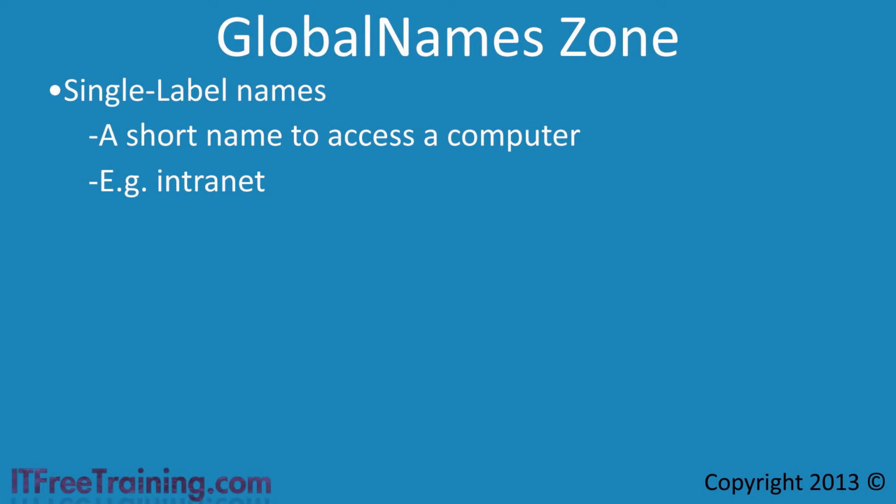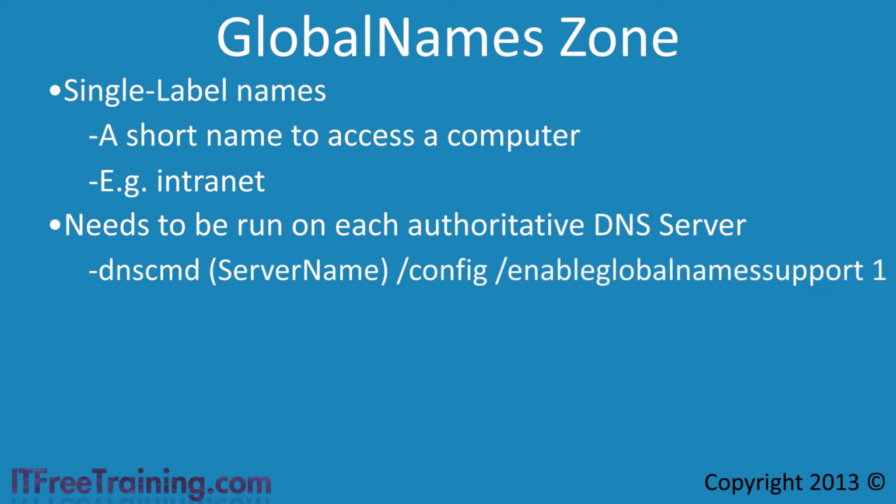Using Global Names Zone gives you the number one feature supported by WINS that is missing in DNS, and also adds IPv6 support. Using global names, hopefully the administrator can remove WINS from the network. In order to start allowing the client to resolve single label names, you first need to run the following command on every DNS server that will be answering DNS single label names.